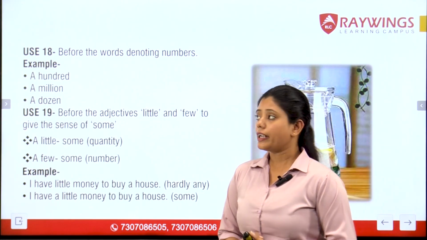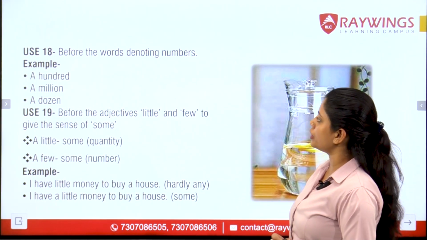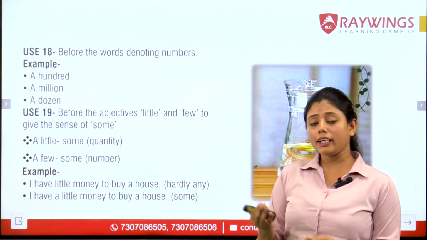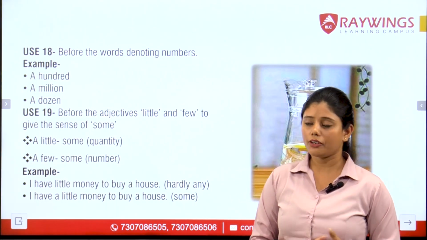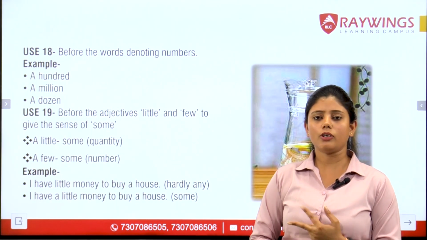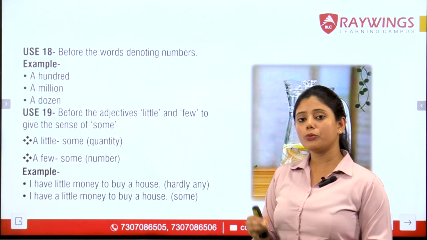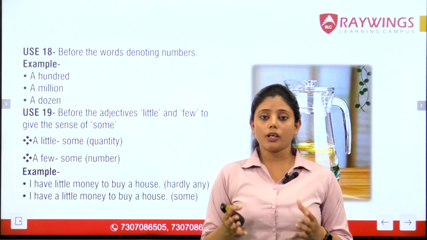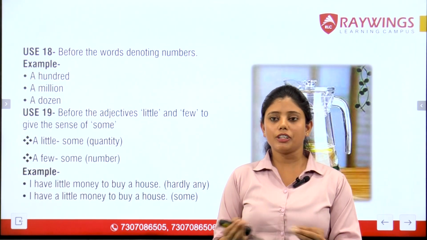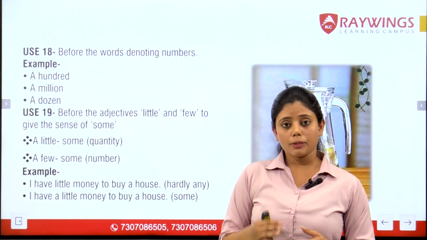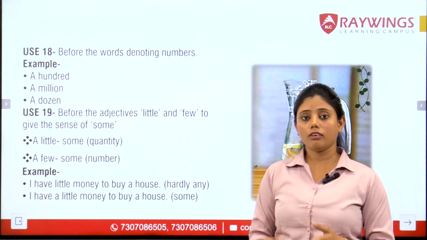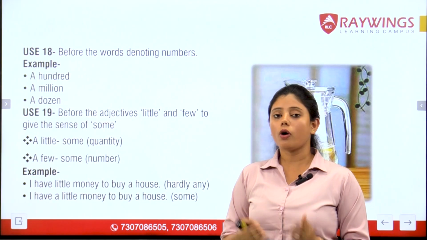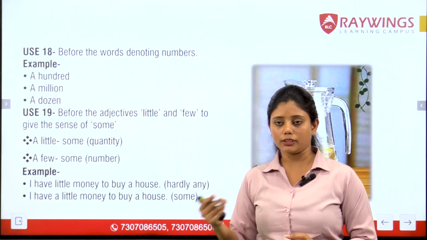Now rule number 18 says: before the words denoting numbers. Whenever you are denoting any singular amount of number, it can be 100, 1,000, a million, a billion or anything, then you will use article a before it. A dozen, when you have to represent a quantity of something, like 15 rupees a dozen or something similar, then you will use article a or an depending on the pronunciation or the sound of the word or the noun which you are going to use after the article.